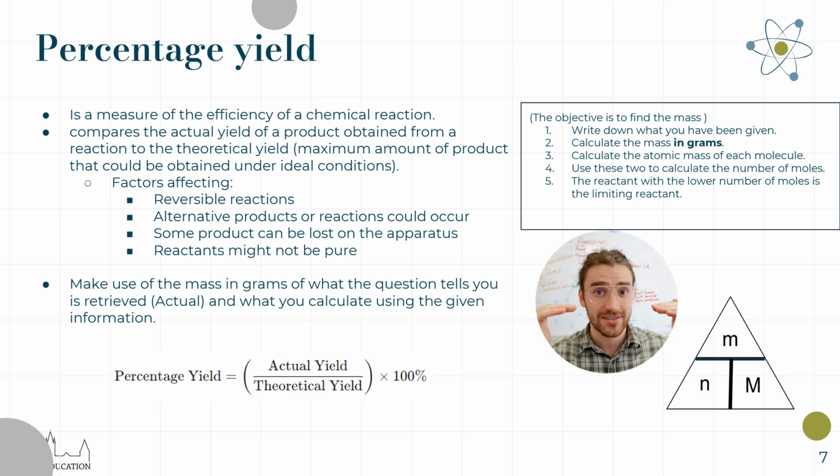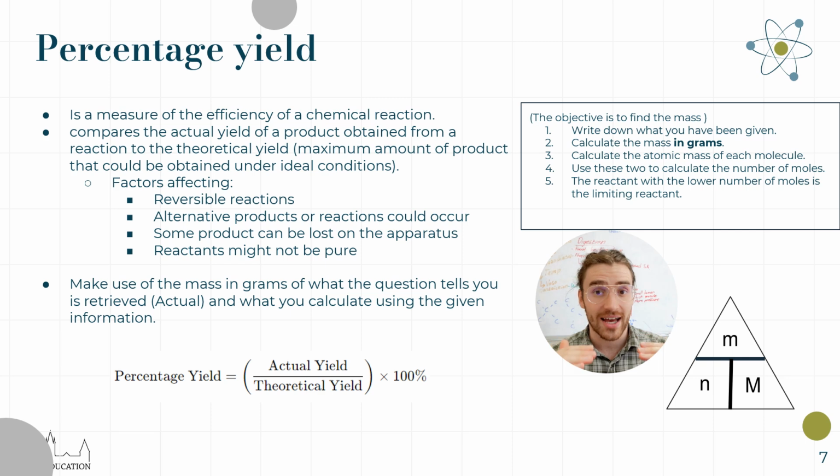So your actual yield, which is what they will give you in the question, they'll give you the actual yield, ask you to calculate the theoretical yield. Or what they can do is they can give you the percentage yield and ask you to calculate the actual yield, or vice versa. So this just comes down to manipulation of that calculation.